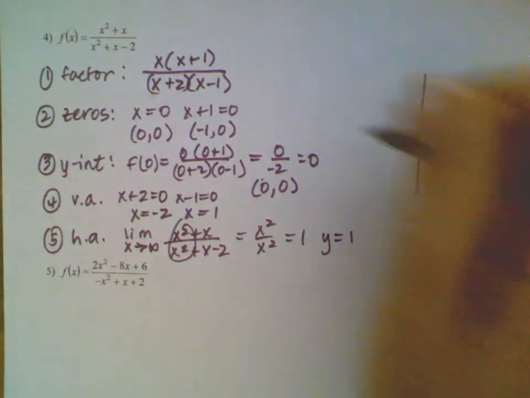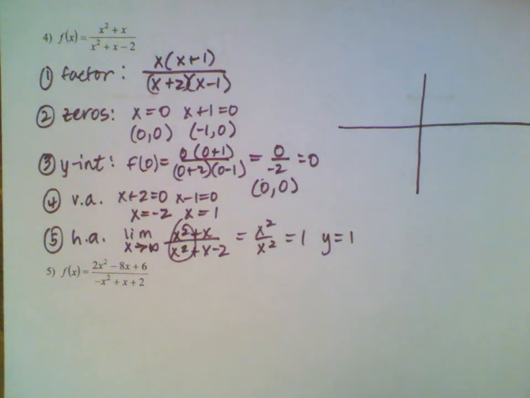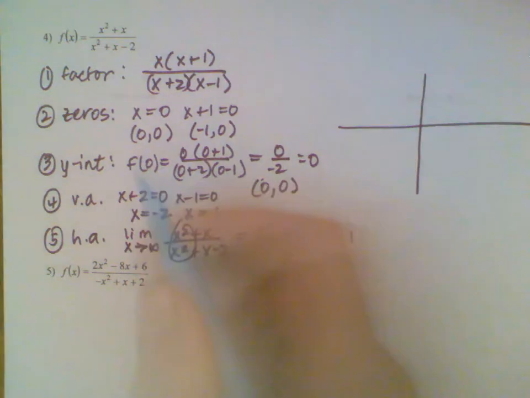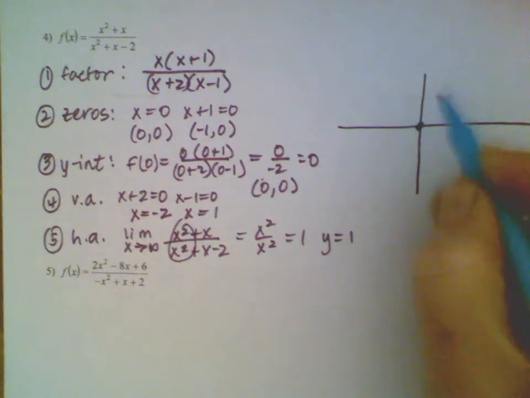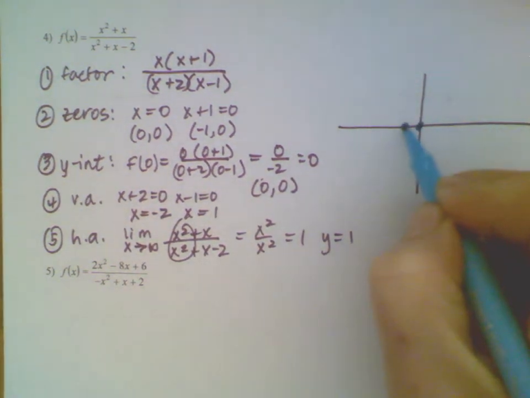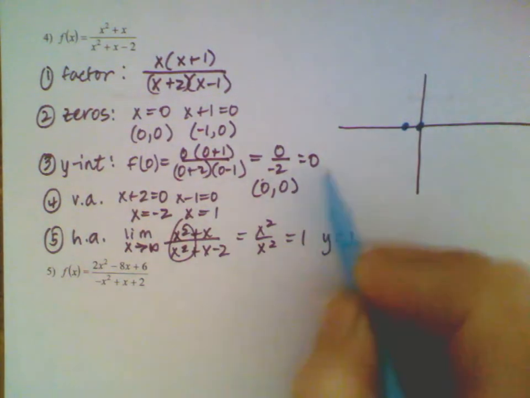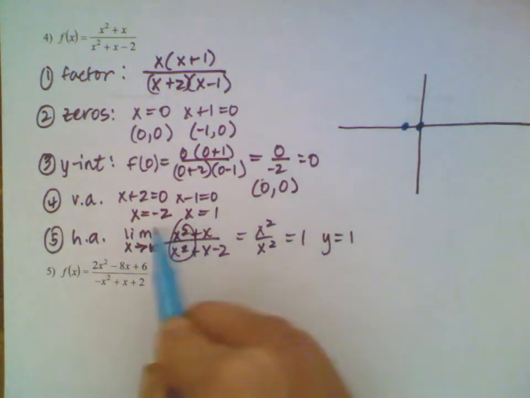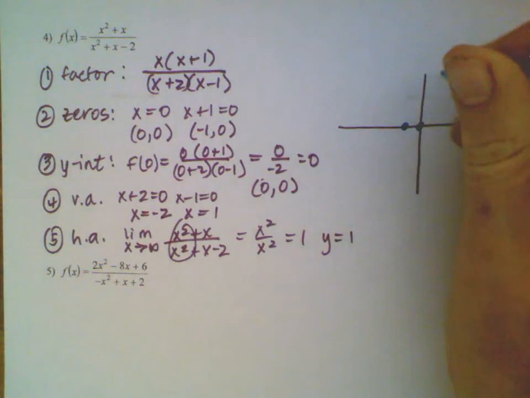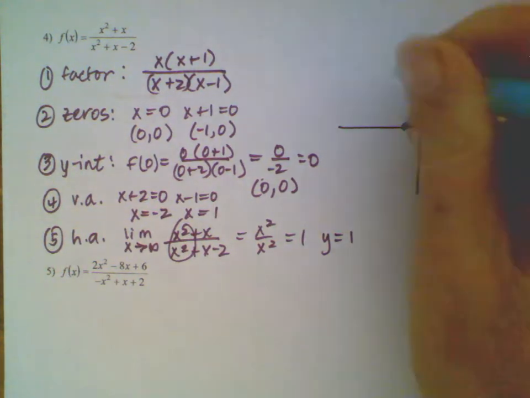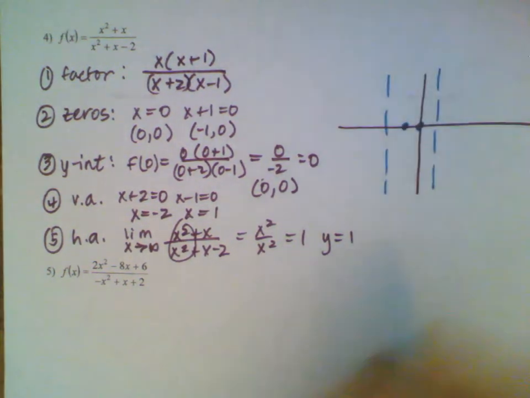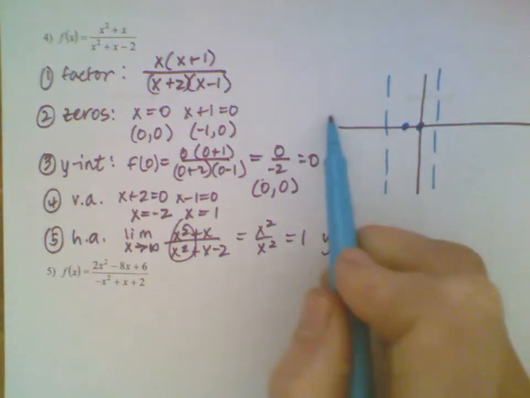And so I'll go ahead and I will, again, put this together. What's different on this, maybe you already noticed, is that I have two vertical asymptotes. So let's put our points in. I have a point at (0, 0). I have a point at (-1, 0). My y-intercept is the same, (0, 0). My vertical asymptotes are at 1 and negative 2. And then I have my horizontal asymptote at 1.